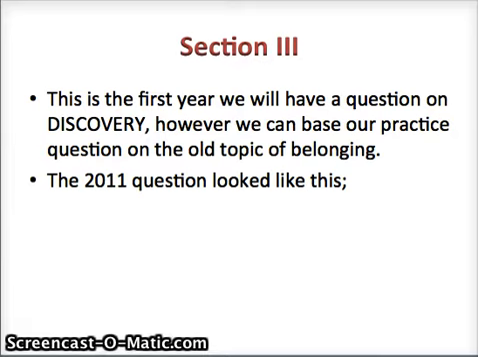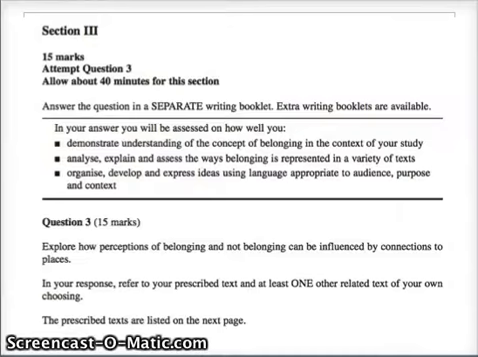Section 3 of the paper will be the first year that we will have a question on discovery. However, we can base our practice question on the old topic of belonging. The 2011 question on belonging looked like this.